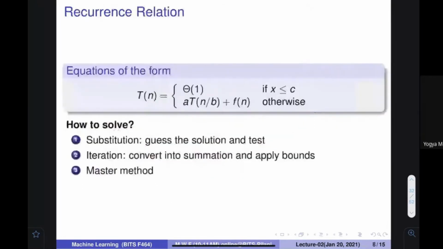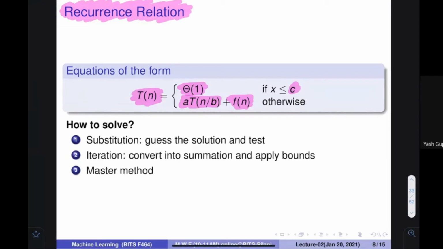Correct? Okay. Now I want to show you a very simple thing that most of you know from your mathematics background: something called a recurrence relation. A recurrence relation is an expression in a form such as, if you want to find the nth term, you say it is a multiplied by n by b plus f of n. Let's assume that this is what the function is. Otherwise, it is some constant, Theta 1 means constant, if n is less than some constant.